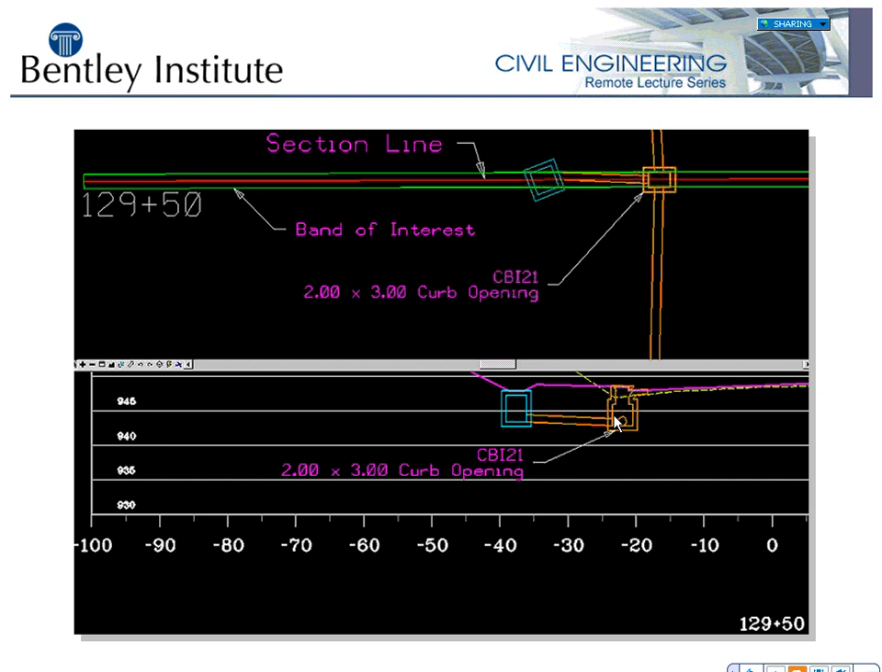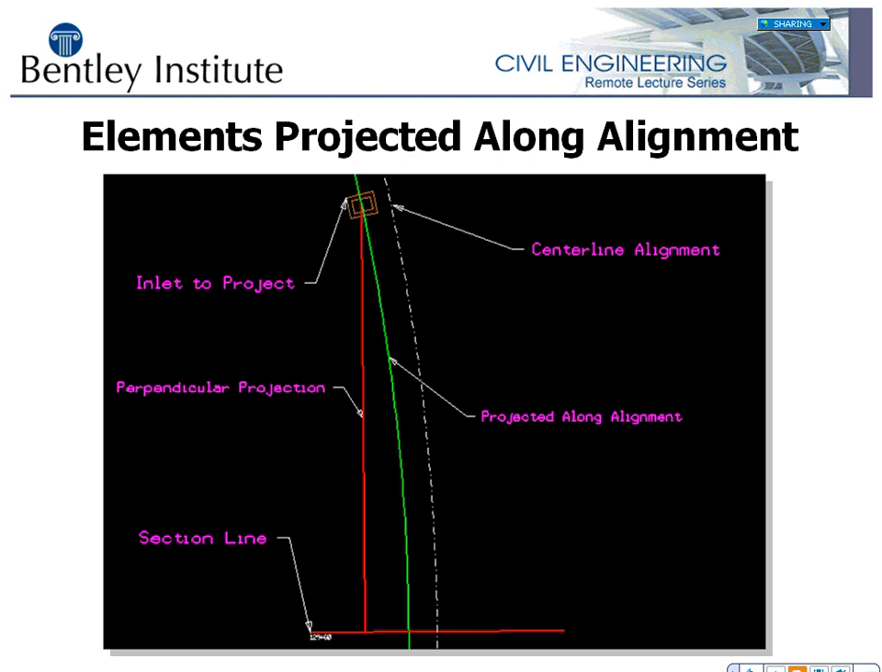Now, when I talked about earlier that elements are projected along the alignment, I used this somewhat extreme example to illustrate this. Let's assume this is our center line, the dashed line, and this is our structure that we want to project. The red line horizontal at the bottom is where our section is cut. Remember, this is a plan view. Now, if this inlet were inside of our band of interest, and we project it to our section, we're not going to do a perpendicular projection, because that doesn't really tell us anything, because we're really wanting to know how this is relative to the center line. So its offset will be found here, and then it'll be projected along the center line onto our section.